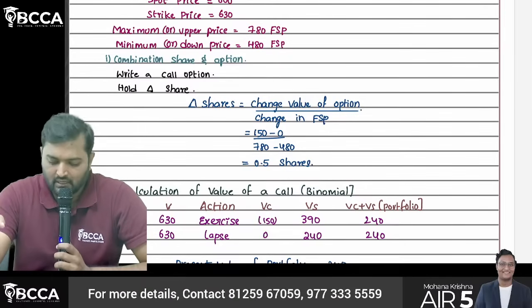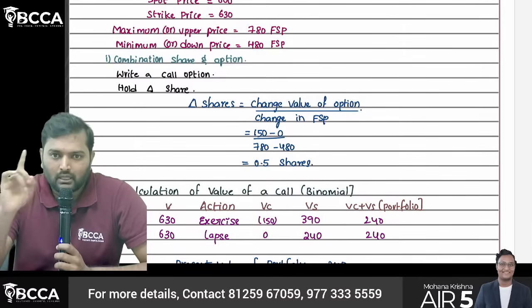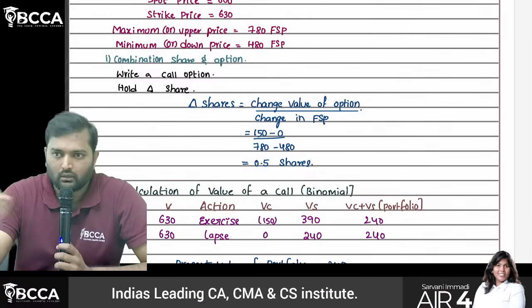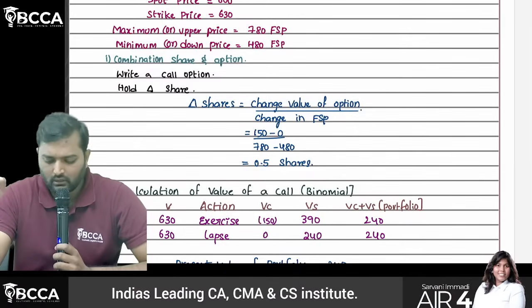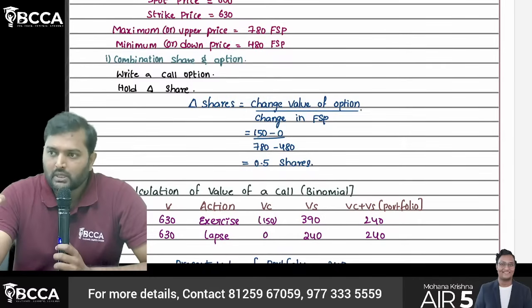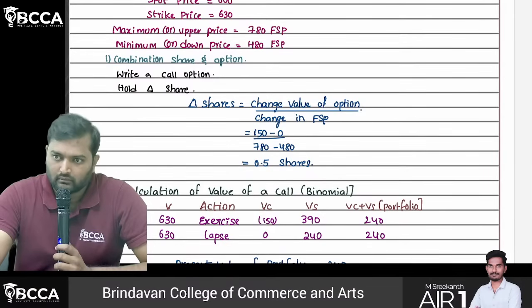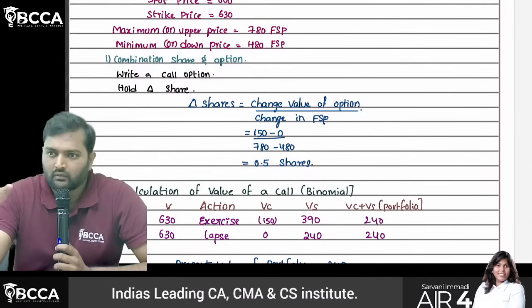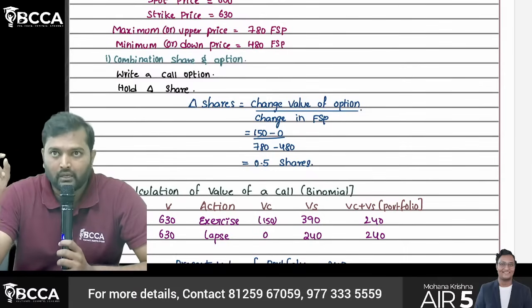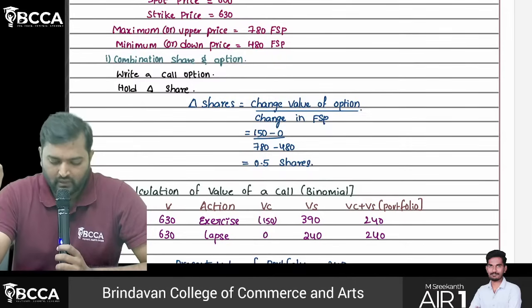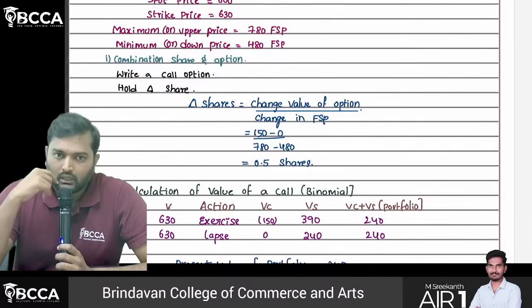Because the reason is to handle the risk arising from writing one call option. We need not hold one share, because if you see the calculation, the call option is changing only by 150, but the share value is changing by 300. So to handle the change of 150, we don't require 300. That's why we need to hold only 0.5 shares. Clear? So delta shares, 0.5 shares. Write a call option, hold delta shares.